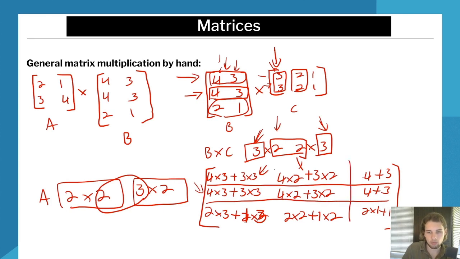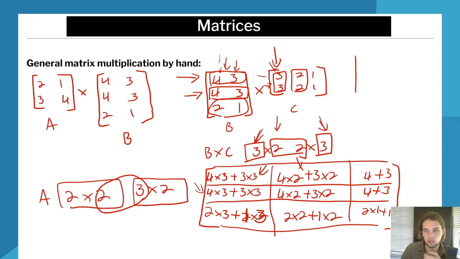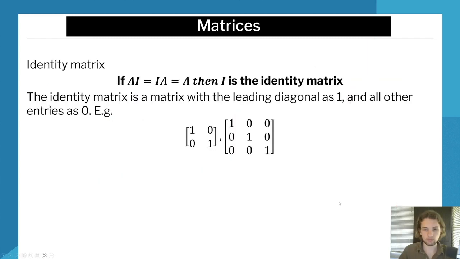So that's our general process. And you can follow this process for any size of matrix. If we multiplied A times B, you find out what the dimensions are, and then you say, okay, row 1, column 1, we multiply row 1 of A by column 1 of B. Row 1, column 2, row 1 of A by column 2 of B, etc.